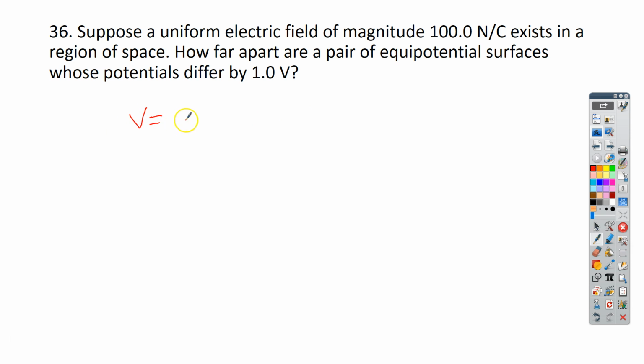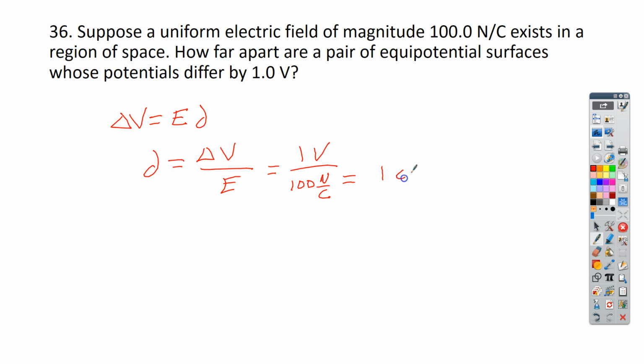Remember, our equation is V is equal to ED. So here we're just solving for D, and that's simply equal to the change in potential all over our electric field. Change of potential here is 1 volt. We have an electric field of 100 newtons per coulomb, and so we end up with 1 centimeter, or 0.01 meters, as our distance or our separation.